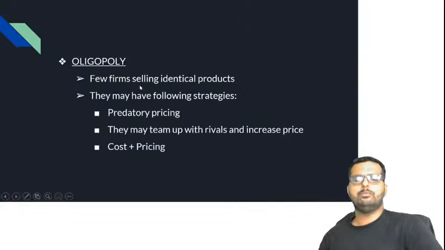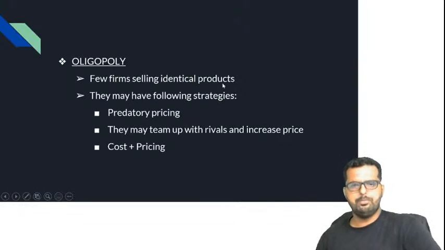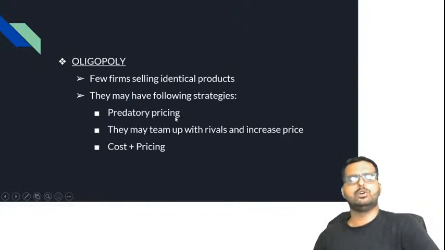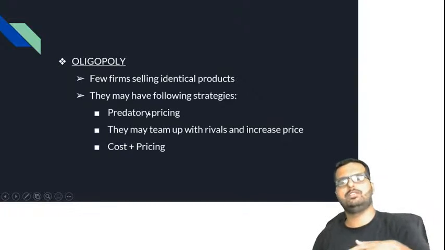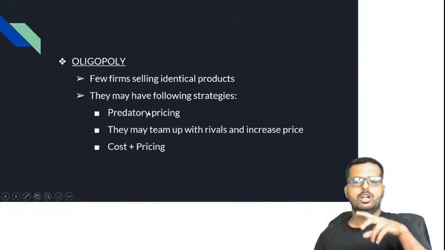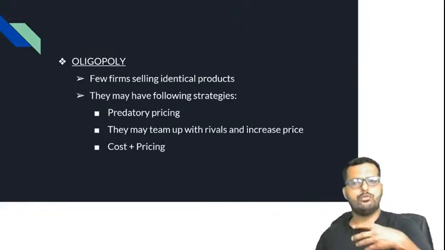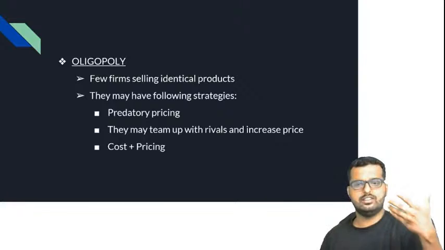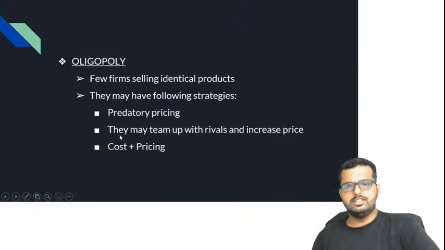Oligopoly, a few firms are selling identical products, okay? They may have the following strategies. What is the first strategy told over here? Predatory pricing. What do you mean by predatory pricing? Kill the price, and that is what Reliance Jio did. They came up with a drastic free offer for almost 1 year, and after that they started slowly increasing the prices, okay?